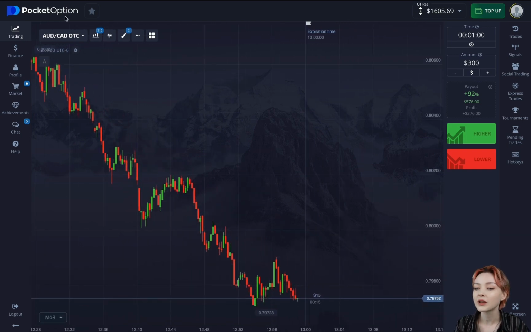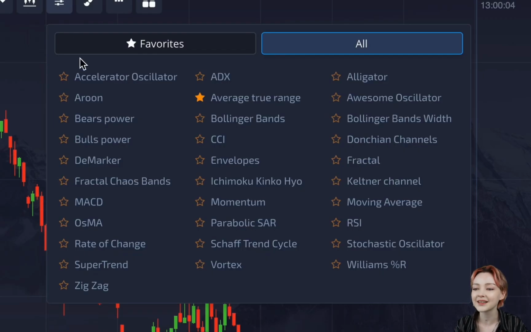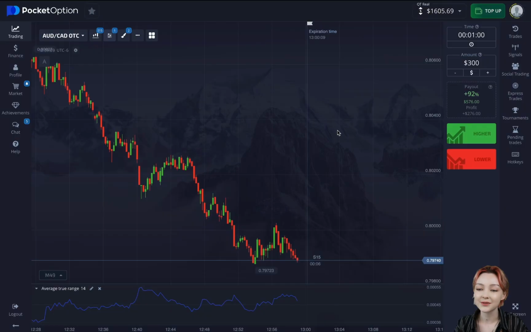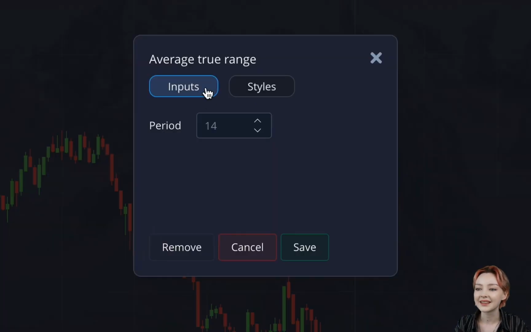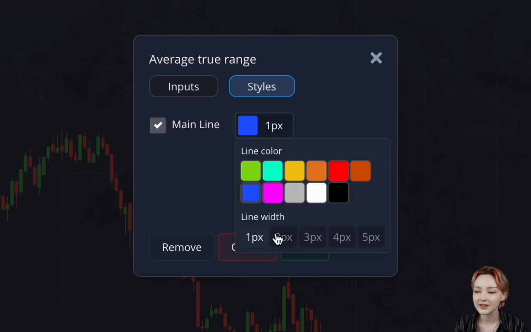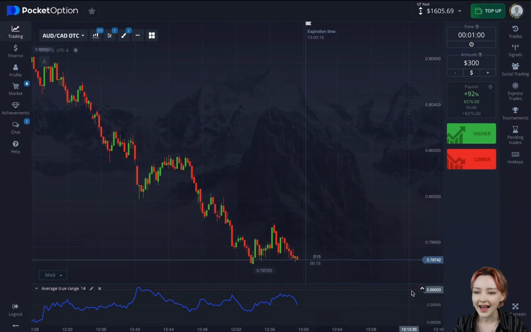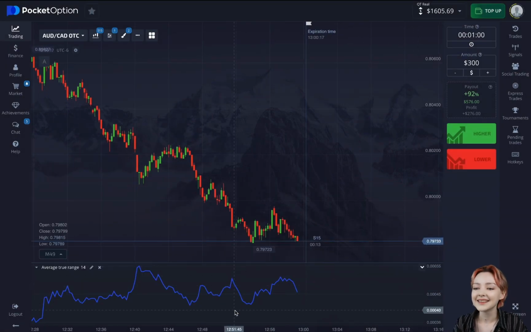For starters, we're going to quickly add the indicator. Once again, we're clicking the indicators list in the top left corner and looking for average true range. We're adding it with the period set to 14 by default. We're making it a bit bolder, 2 pixels, in order to see clearer. And I guess that's it. Let's analyze the trading case we've just made.